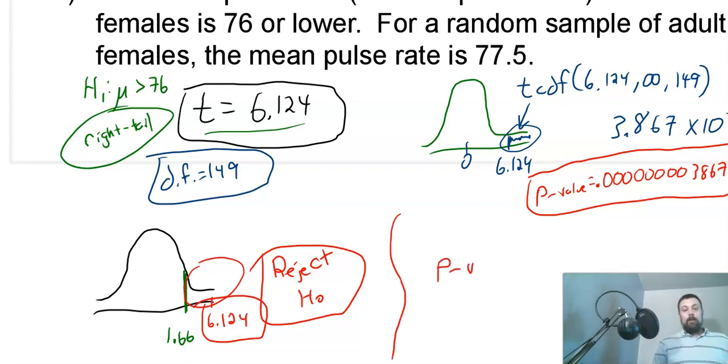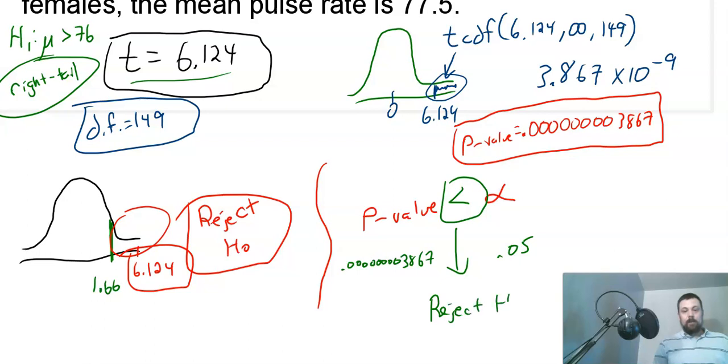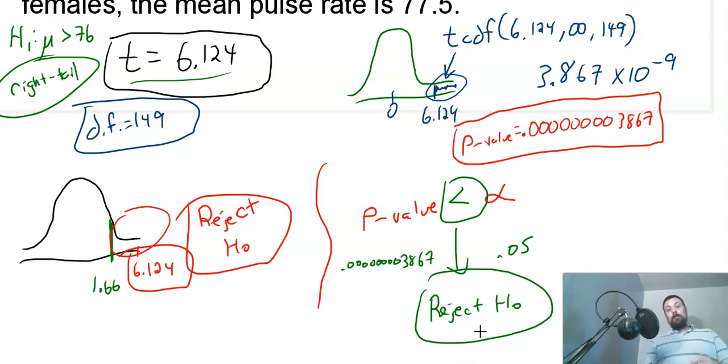For the p-value method, compare the p-value to alpha. Again, the p-value is this, 0.0000008 3867. Alpha is 0.05. In this case, the p-value is less than alpha, so that means we should reject the null hypothesis. So again, same conclusion from that. So that's how you make your initial conclusion using either the p-value or the critical value.